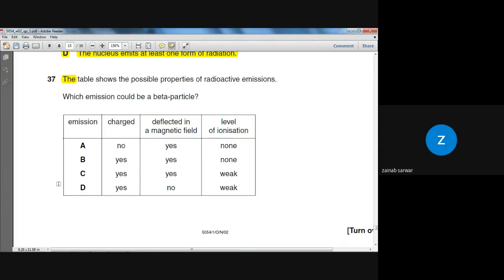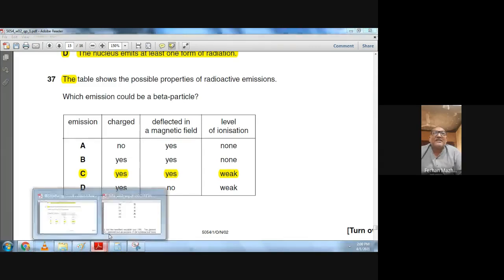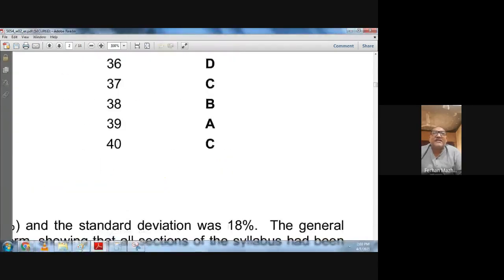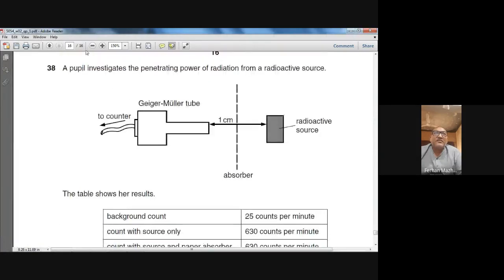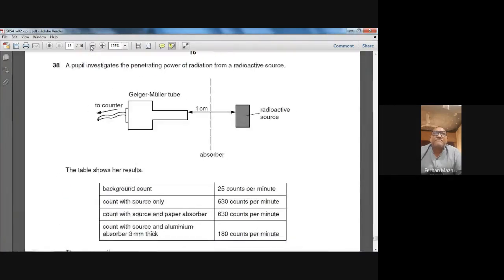Yes, the charge, yes. Deflected in the magnetic field, yes. I think C is the best answer. Question number 37, I think C is the choice. Yes, our answer is right. Let's move to the next question. We need to reduce the size.